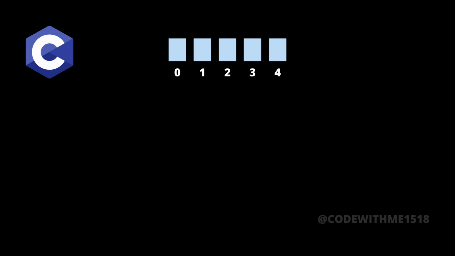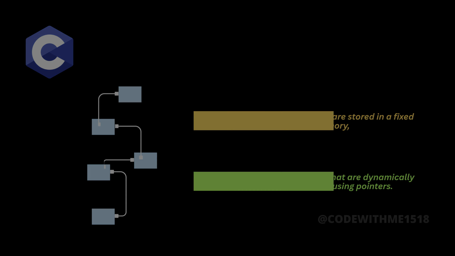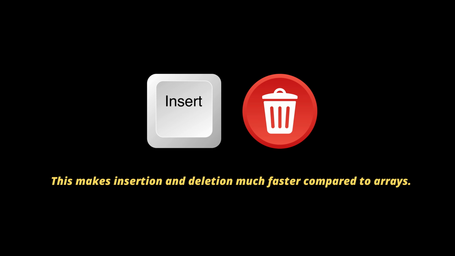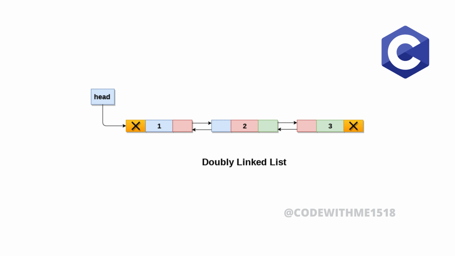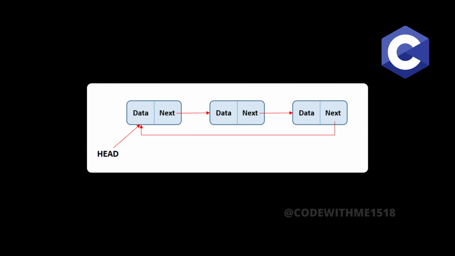Unlike arrays, where elements are stored in a fixed location in memory, a linked list consists of nodes that are dynamically allocated and connected using pointers. This makes insertion and deletion much faster compared to arrays. A singly linked list contains nodes where each node has two parts, data and a pointer to the next node. A doubly linked list is similar but has an extra pointer that links to the previous node as well. A circular linked list is where the last node points back to the first, forming a loop.